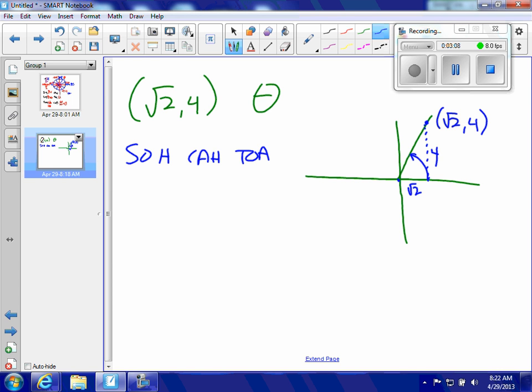So the immediate inclination is to be really happy and look at this. So this one's easy, right? Because I have, well, radical 2 is my cosine, 4 is my sine, and this should be easy. If 4 is my sine, then cosecant should be 1/4, right? No, doesn't work that way, because this isn't sine or cosine. The x and the y values are only sine and cosine when we're dealing with a unit circle.